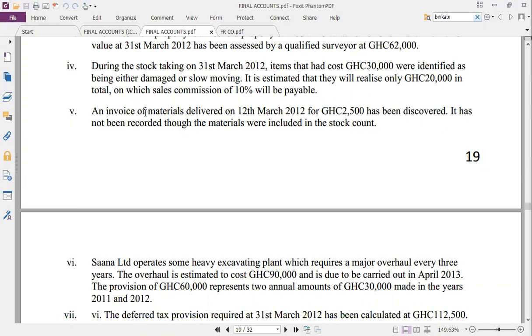So materials were delivered. Meaning that they have received some goods, and then the invoice has not been included. Meaning that the invoice is missing. Once the invoice is missing, there's no source document. That means it will not be captured in the financial statements above. So we have to capture it. That one just calls for two treatments. So 2,500. So what do you do?